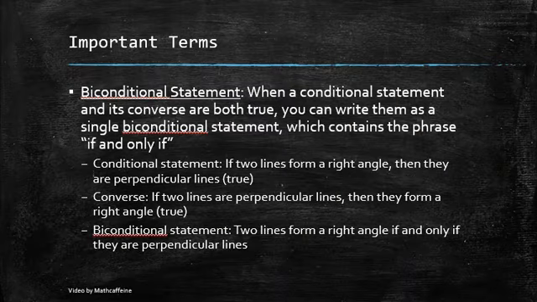The last important term for this section is called a biconditional statement. When a conditional statement and its converse are both true, you can write them as a single biconditional statement, which contains the phrase "if and only if."